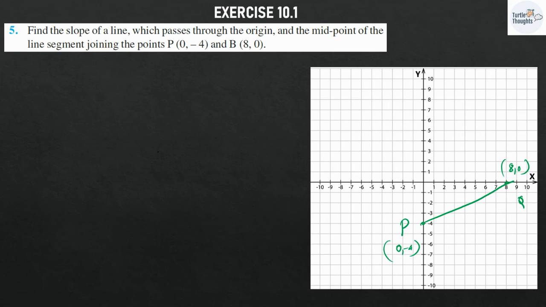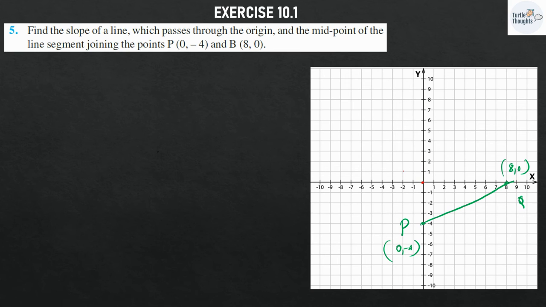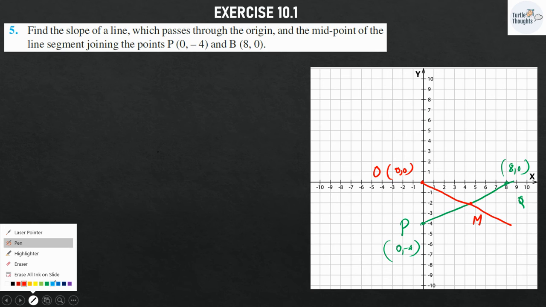All right, now we have to find the slope of a line which passes through the origin. So the origin is over here, which is 0 comma 0. I can represent it with O. We have to find the slope of a line which passes through the origin and the midpoint of the line segment PB. So let me consider M to be the midpoint of PB. So I should find out the slope of the line OM.